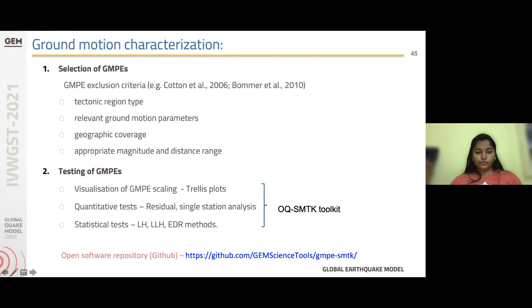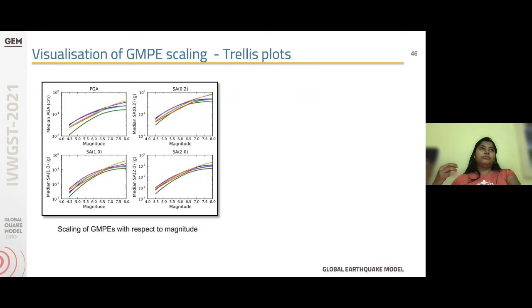So first, coming to visualization of GMP scaling, whenever we talk about testing of GMPs or trying to understand the applicability of a GMP for your study region, the first step will always be to make sure that sufficient data is available. When I say data, what I actually mean is: do we have recordings, whether in terms of time history, or some of the macroseismic observations of the events that the region has witnessed in particular. Availability of such data would be very helpful, especially if you're going for such elaborate selection and testing criteria.